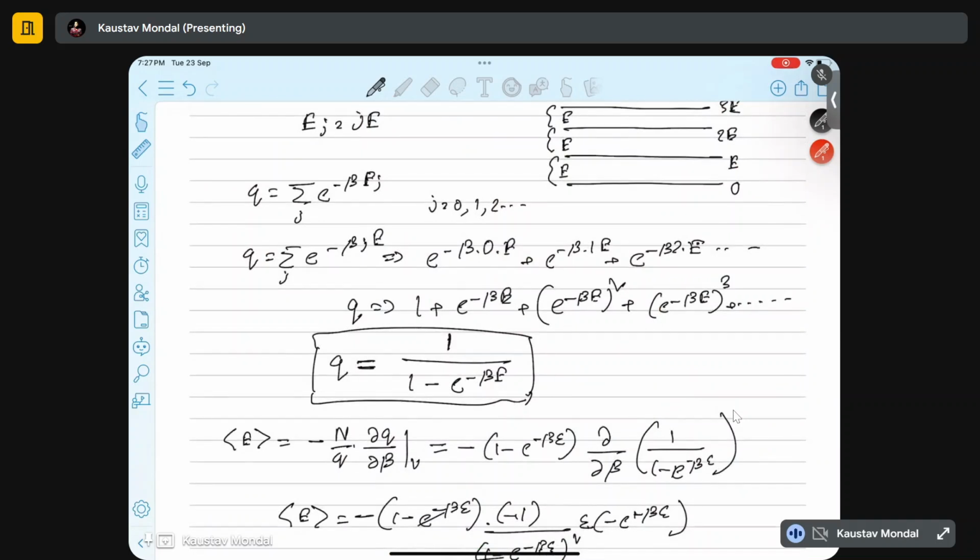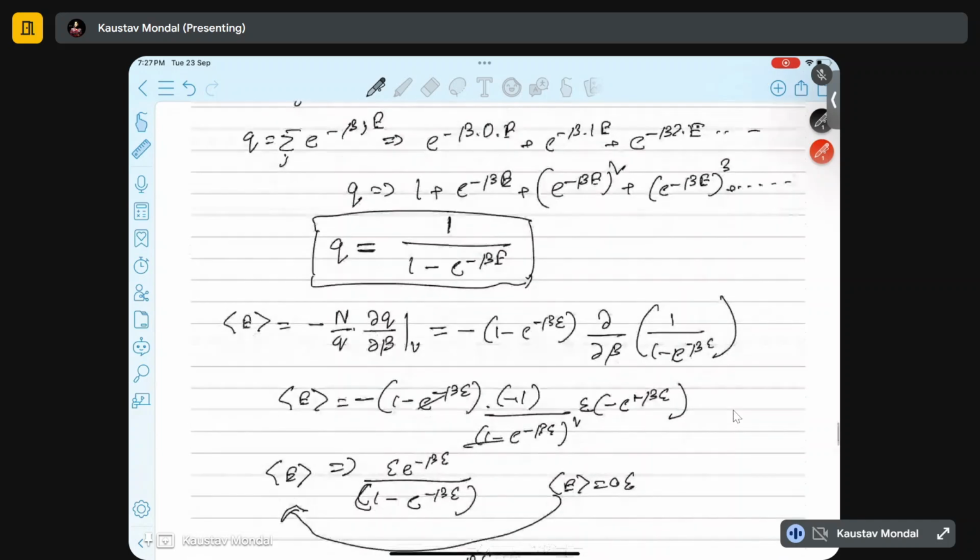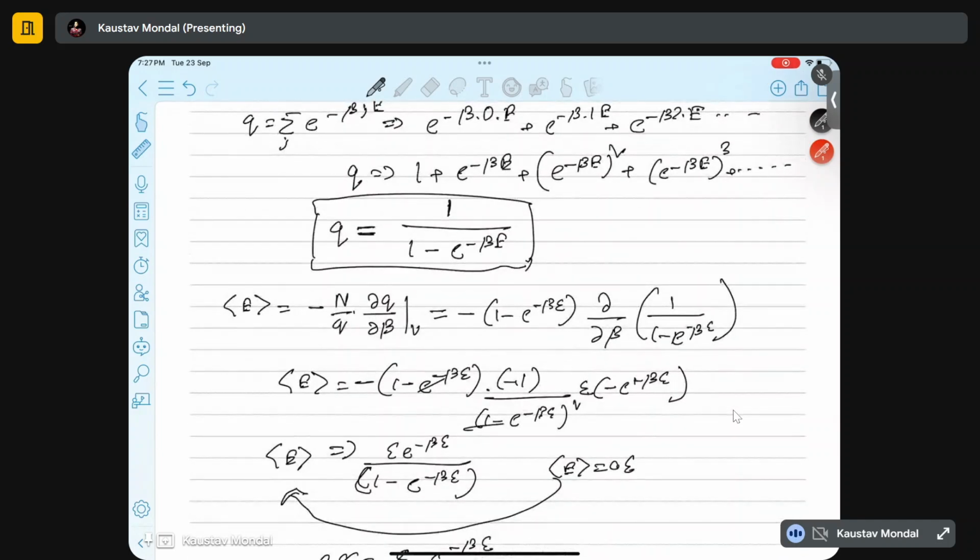The Q is basically we got it as a geometric series. So Q is basically a summation over j of e to the power minus beta j e. If you do the summation, you will get e to the power minus beta into 0 into e, beta into 1 into e, beta into 2 into e, like that. So 1, e to the power minus beta e, beta square, beta e cube. This is a whole geometric summation. If you add up all, the Q expression will give you this expression.